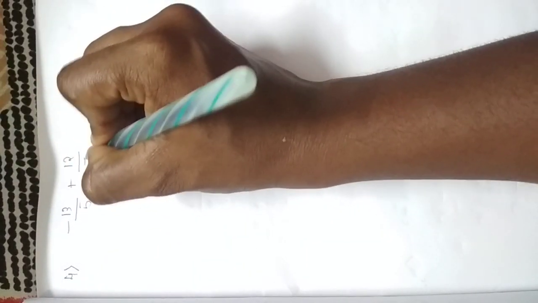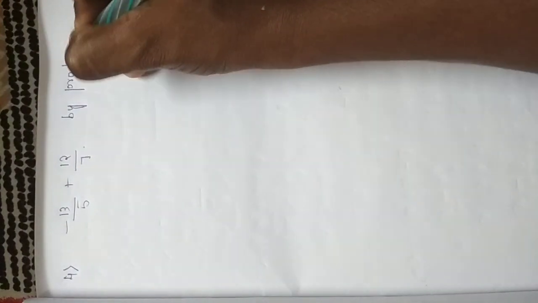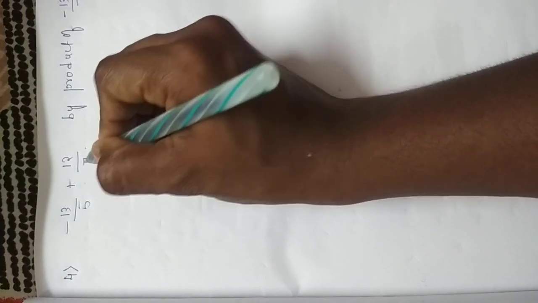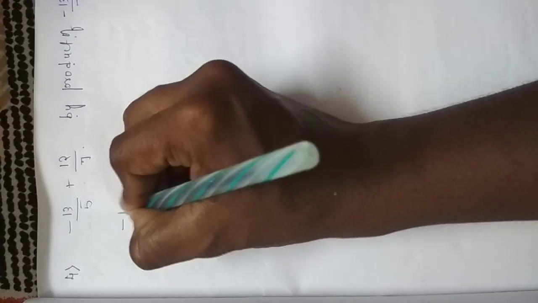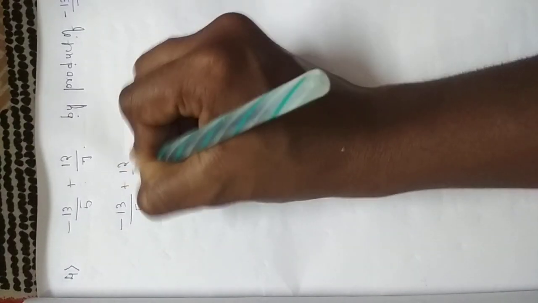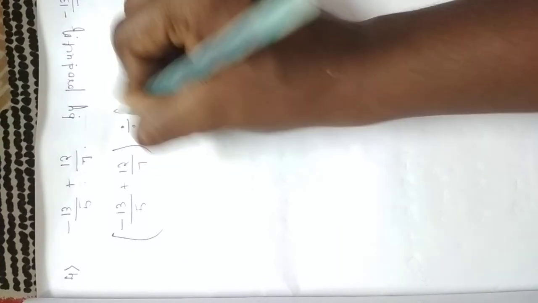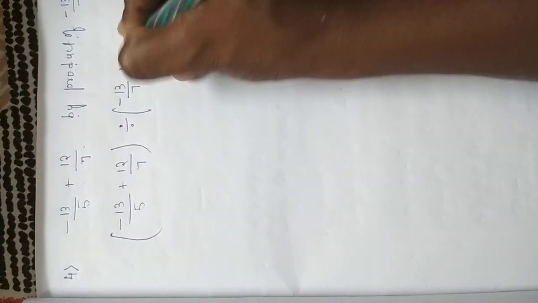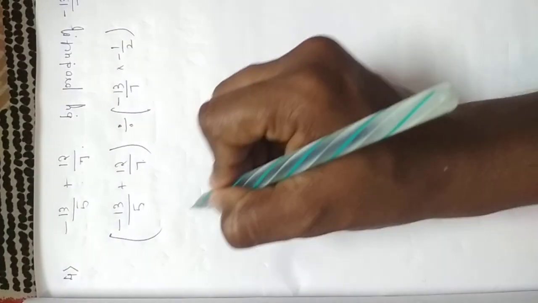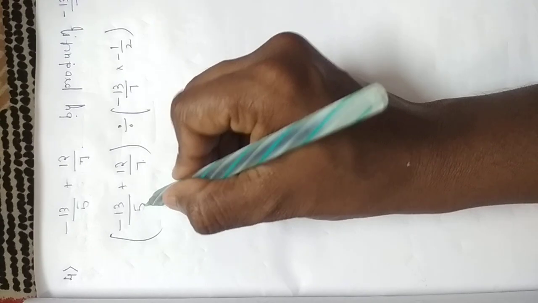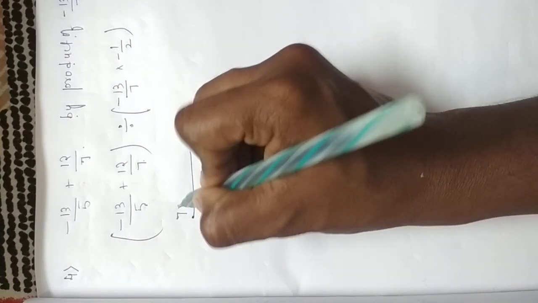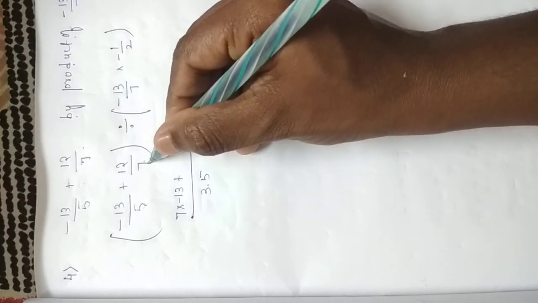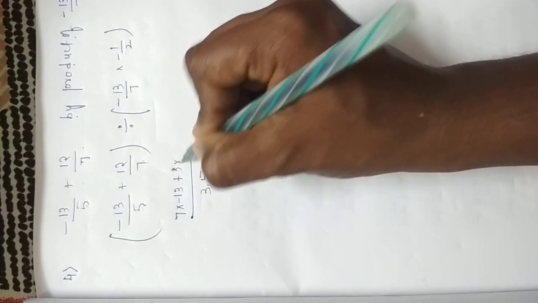Okay, fourth one. Divide the sum of -13/5 plus 12/7 by the product of -13/7 into -1/2. Divide the sum of, by the product of. The sum of -13/5 plus 12/7, divided by -13/7 into -1/2. 7 and 5 LCM will be 35. In the 5 table when you get 35, 7 into the numerator is -13. In the 7 table when you get 35, 5 times 5 into 12.